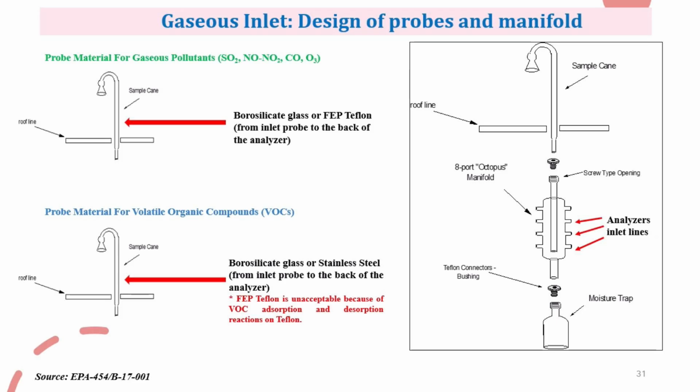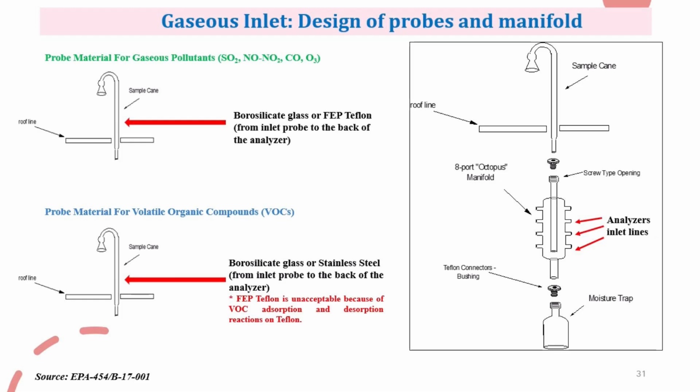When checking carbon monoxide and ozone, we also typically use borosilicate glass or stainless steel. For volatile organic compounds, stainless steel or a special type of silicon-treated stainless steel is recommended. This choice helps to reduce any unwanted absorption and makes our measurements more accurate.